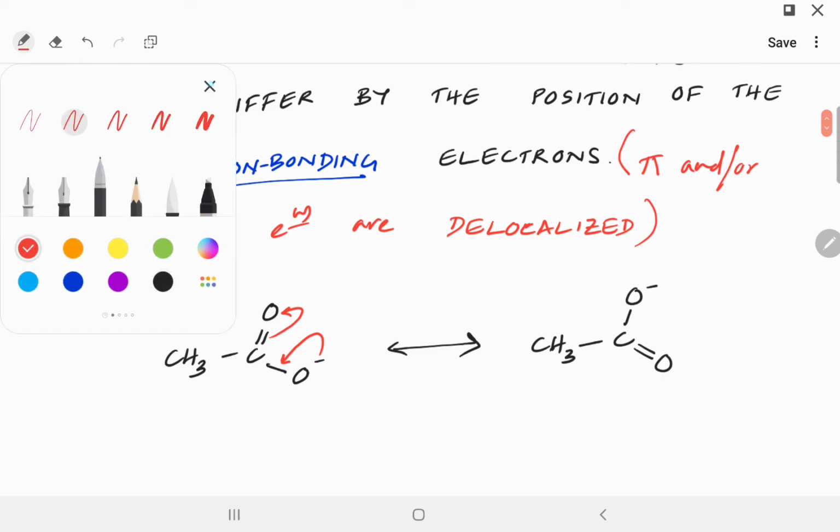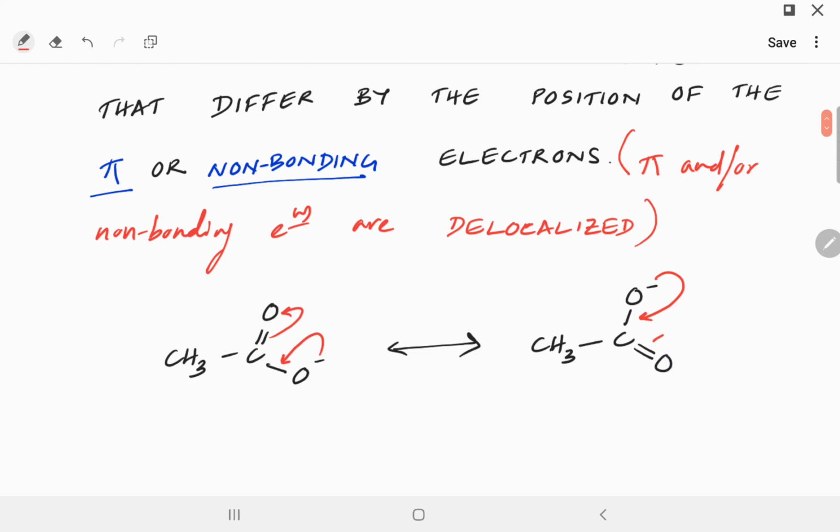Okay, so basically, if you take a look at these two structures, they can flip between each other, and they could give you two different resonance forms. And the only difference between these two resonance forms, let's call it A and B, is the location of the pi and non-bonding electrons, right? All the sigma bonds are intact. We have not broken any sigma bonds. So by delocalizing the pi or non-bonding electrons, you obtain a different Lewis structure from the previous one. And these two Lewis structures are basically called resonance structures of this particular acetate ion.